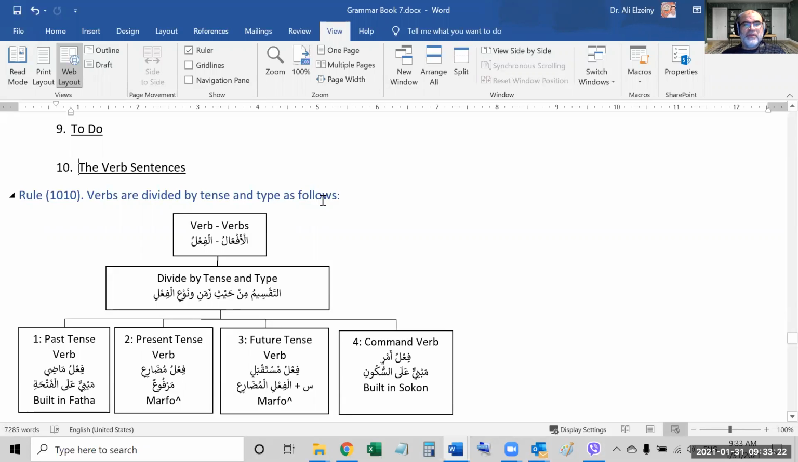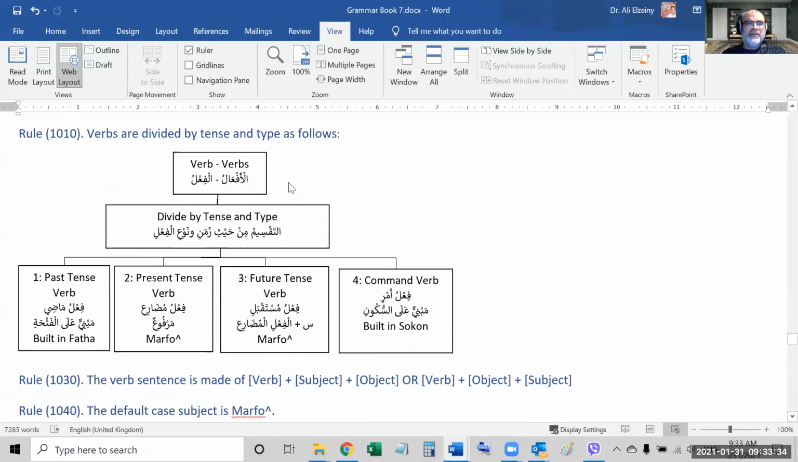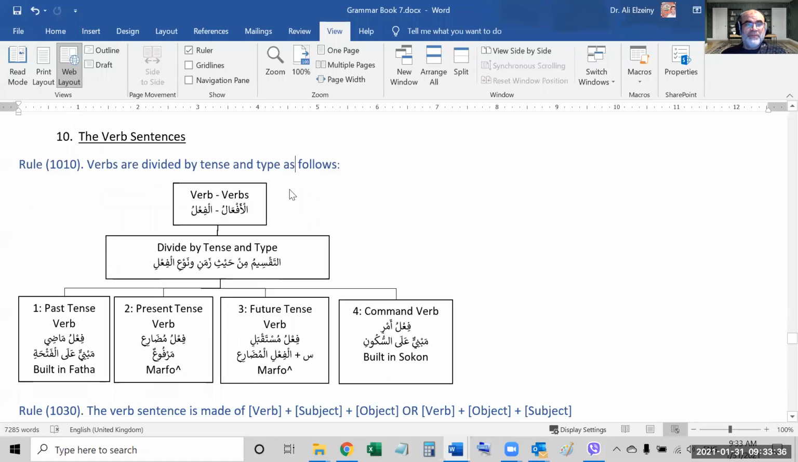As we said before, the noun sentence is the sentence that starts with a noun, which means the first word is a noun. A verb sentence is a sentence that starts with a verb, which means that the first word is a verb. Okay, now verbs are divided based on the tense and kind.